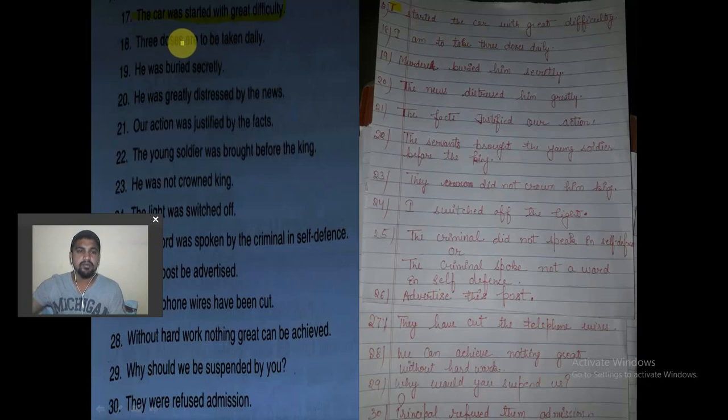Next is: 3 doses are to be taken daily. This statement was quite tricky. I discussed it with one of my friends, and even with my dad, whether it is right or wrong. When I got to know that 3 doses are to be taken daily, I changed it from an earlier different version. I was thinking that the verb would be are or something, but then I got to know, like I was aware of it somehow, that to be taken is for the infinitive case.